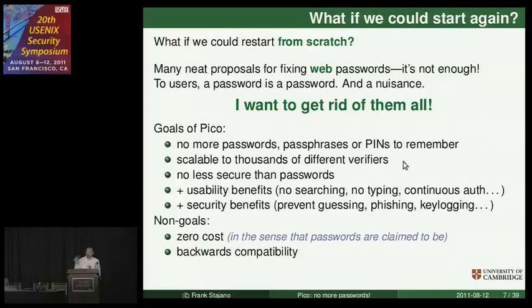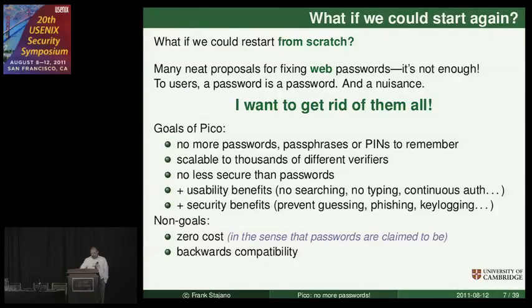The second thing is that this method has to be scalable to hundreds and thousands of different verifiers, because this is where we are headed anyway, and this is what dooms all the systems based on memorizing a different thing for every account. And it should be no less secure than passwords, which is trivial when you see how insecure passwords are. But I actually mean no less secure than passwords would be if you could do all these things that you cannot do simultaneously.